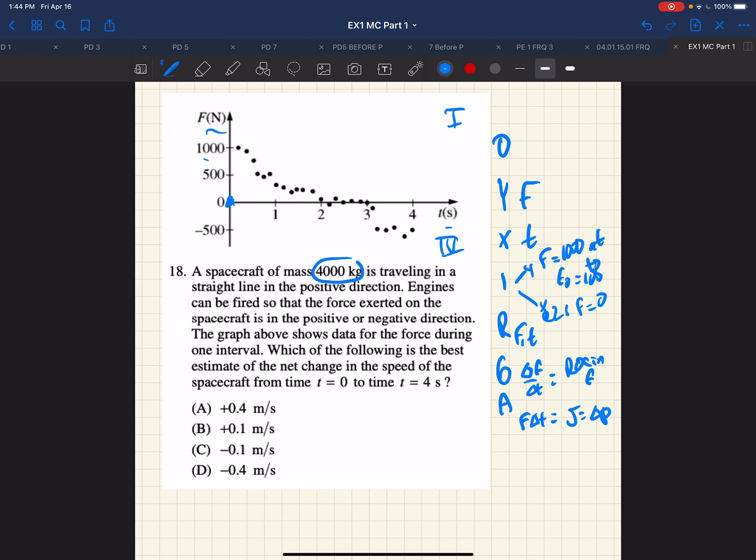So we know it's got a mass of 4,000 kilograms. It's traveling in a straight line in a positive direction. So here's the positive direction, negative direction, like so. Engines could be fired so that the force is in the positive or the negative direction. It shows data for the force during one interval.